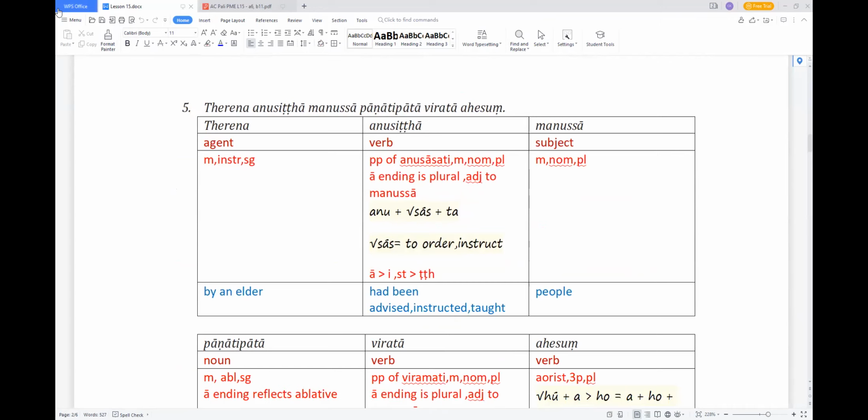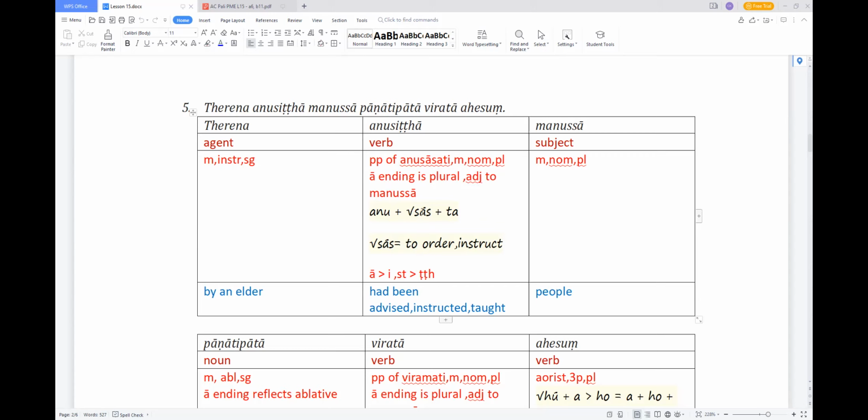Terina Anusita Manusa Panatipata Virata Ahesum. So from this sentence, the subject is Manusa. Manusa is in the plural, nominative masculine, so you refer to the people here. Then you look at the verb here. The PP here is Anusita. This Anusita is a PP from Anusasati, and it is more like an adjective to Manusa, that's why it has the same ending, long A.